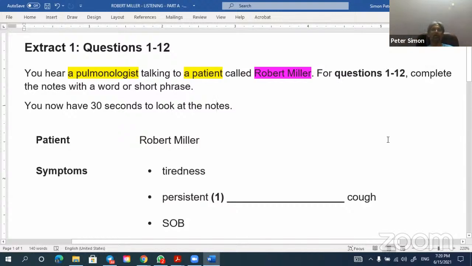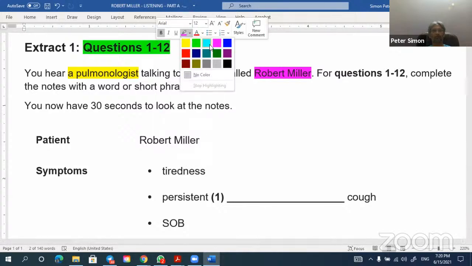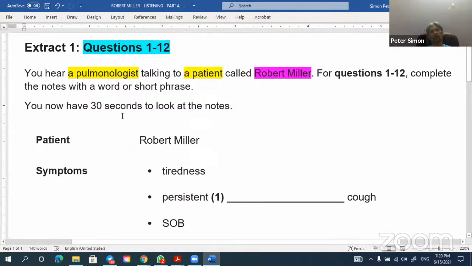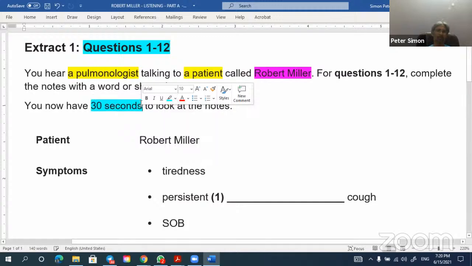Wantedly, I'm giving different colors. We know that the questions are 1 to 12. So we have 12 questions here. Okay, we have 12 questions, and you have 30 seconds. And what you are supposed to do is complete the notes.